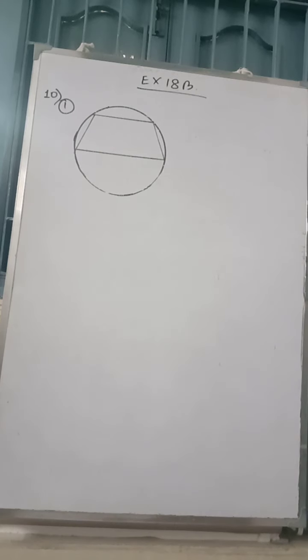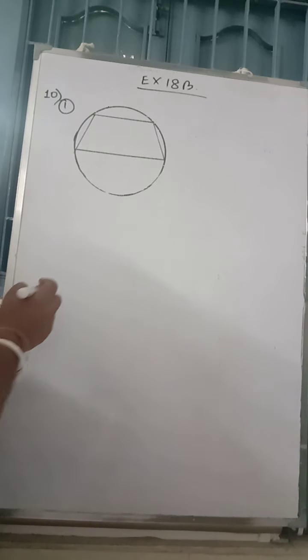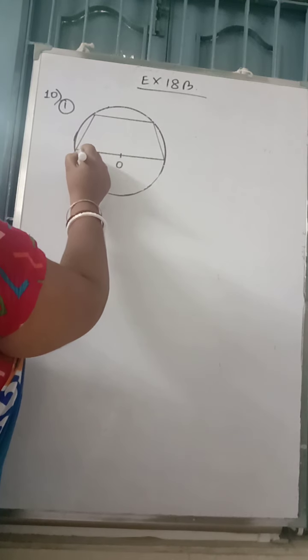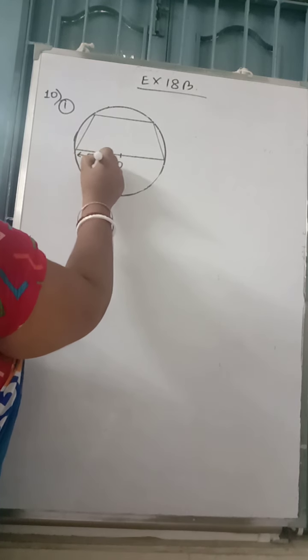Good morning, dears. In question number 10, exercise 18B, geometry section, we have a circle, and inside the circle you can see a trapezium constructed, in which O is the center and the radius of this circle is 7 centimeter.